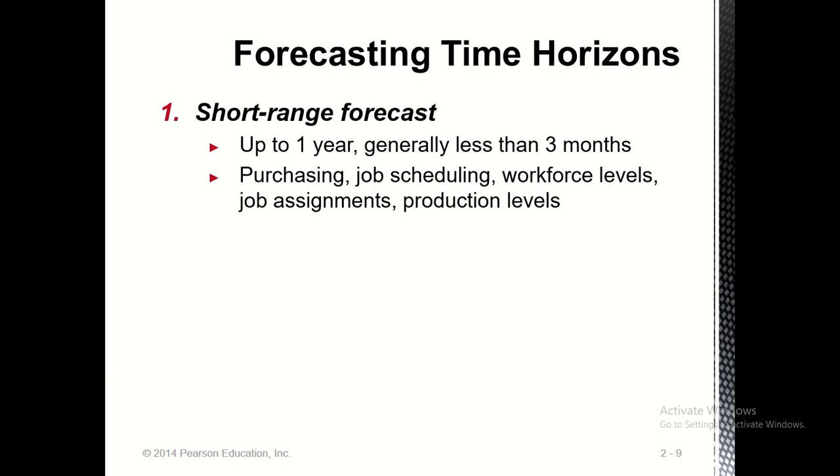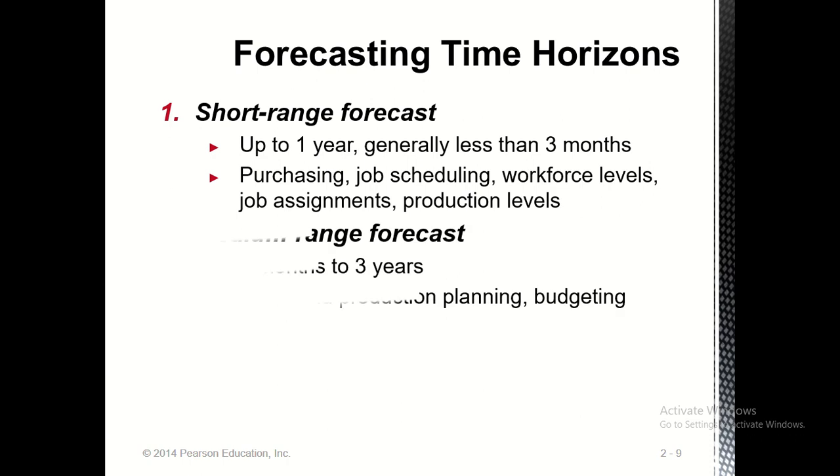Usually, what is involved in short range forecasting is purchasing, job scheduling, workforce levels, job assignments, and production levels. This is especially useful if you are under a department where they do job rotation, for example, so the short range forecast is very useful. For example, quarterly your job routine changes: who will be assigned here now will not be assigned here next quarter, and they will be assigned over there instead.